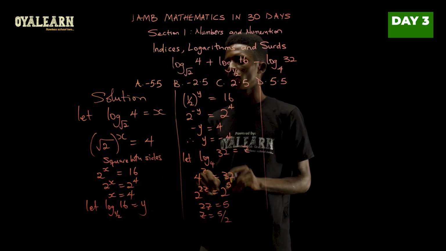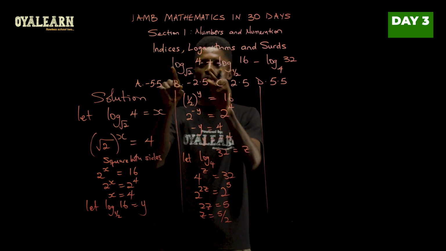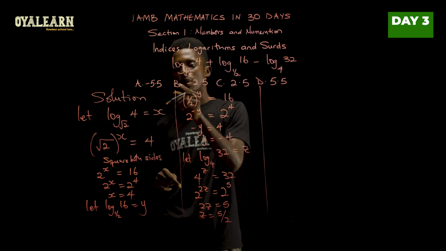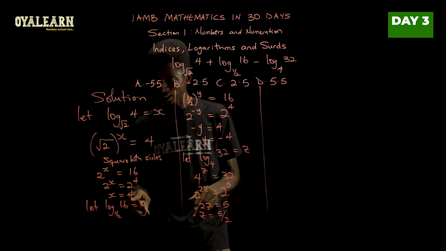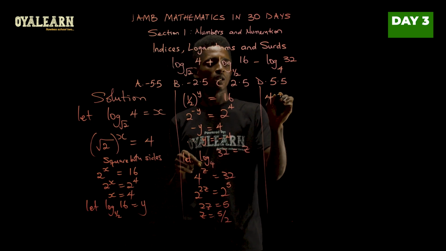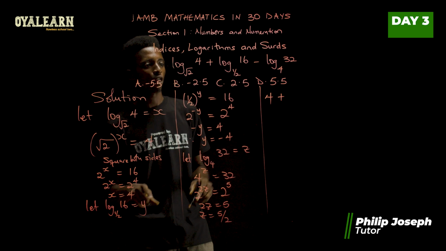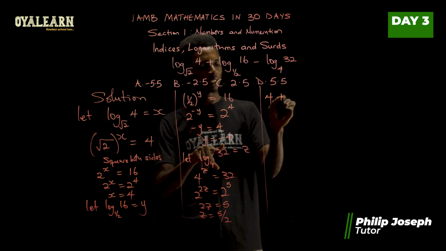Now, we can bring their individual solutions into this expression. So from the first one here, log base 2 of 4, that we have solved to be 4. So that will be 4 plus log base half of 16. We solved that and we got negative 4.